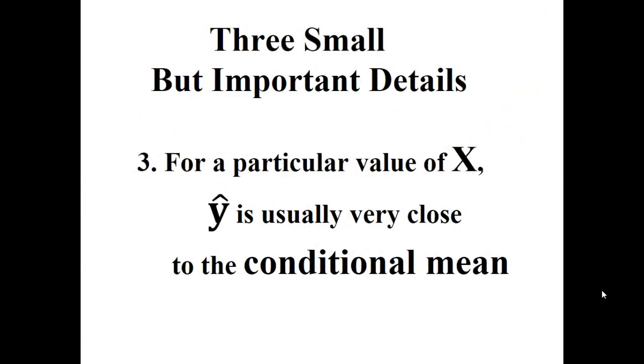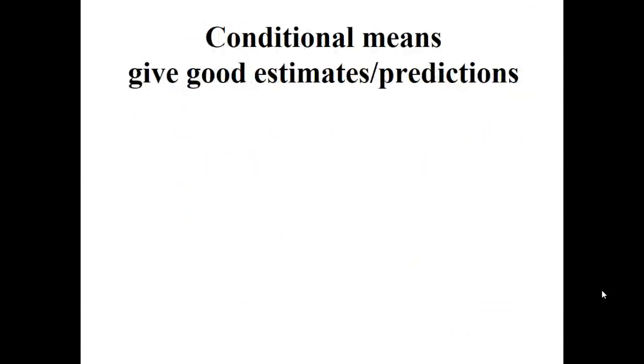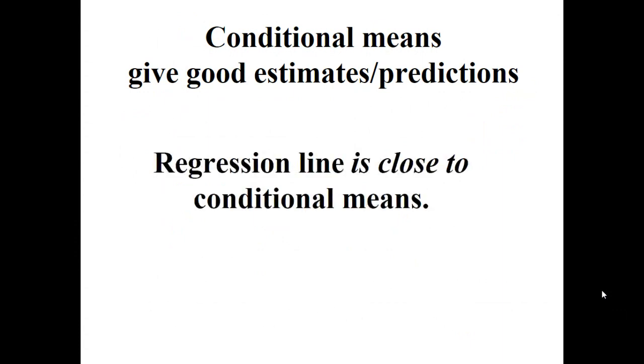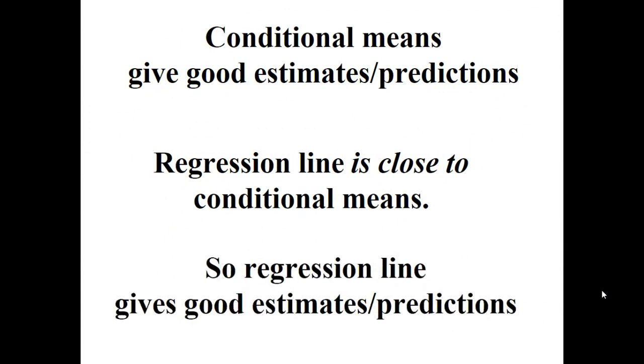Now, third, we said that for a particular value of x, y predicted is usually very, very close to the conditional mean, and that's intentional. Conditional means give good estimates and good predictions. So the regression line is meant to be close to the conditional means, so that the regression line also gives us good estimates and predictions.